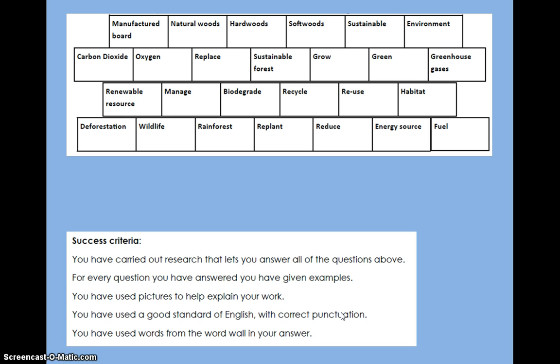I mean, spelling's not the thing I'm best at in the world, so I get people to check it for me. I use spell checks. It's worth doing. It shows that you're caring about your work. And then finally, have you used words from the word wall in your answer? There's the word wall here.